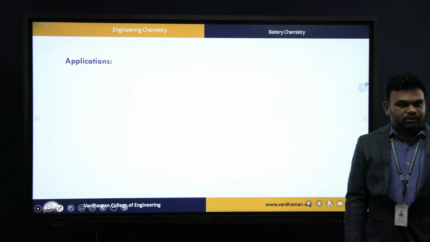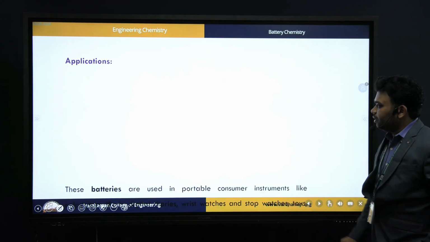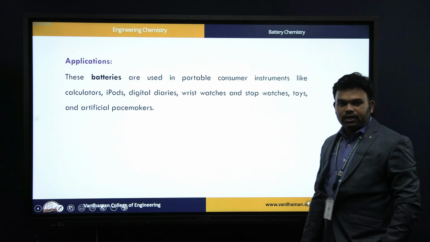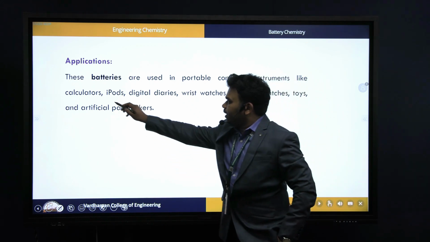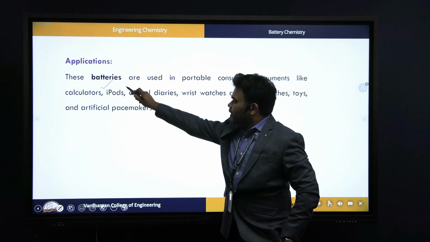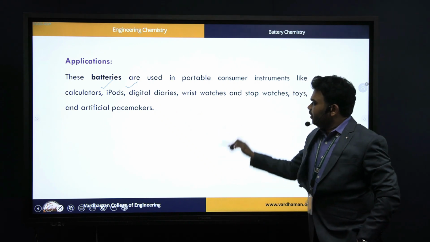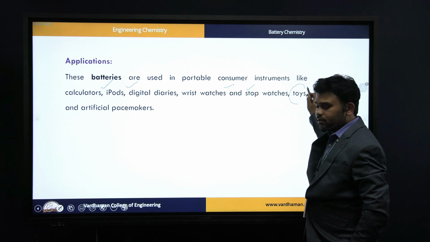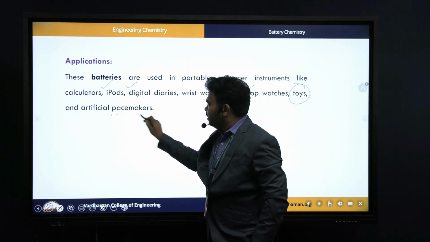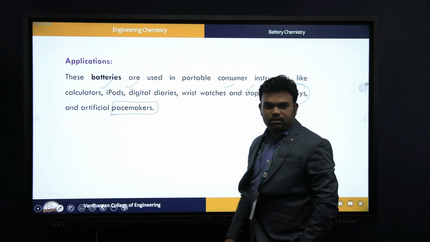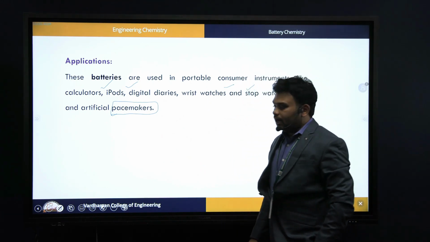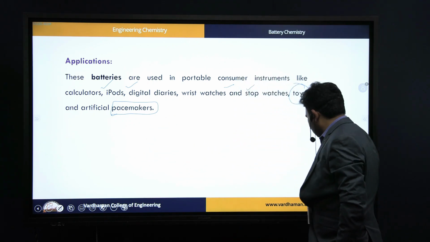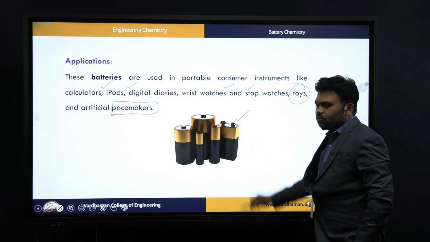If we move to the applications, what are the applications here? These are primary batteries. Generally, what we observe in our day-to-day lives: calculators, iPods, digital cameras. We can use them in wristwatches, stopwatches, and also in toys. Next, the interesting thing is pacemakers. Pacemakers are used to control the heart rate, and in that case we can use these batteries. These are the general cases we observe.